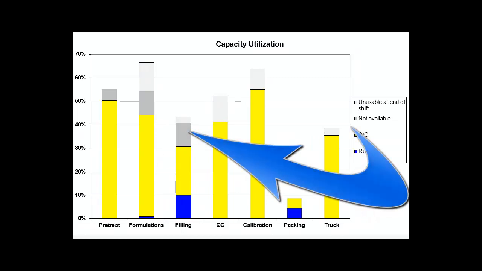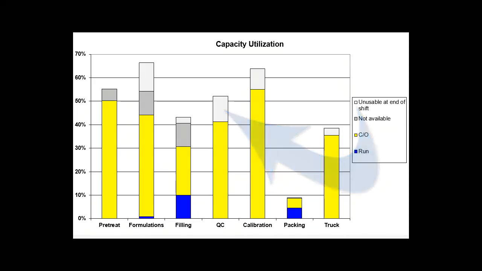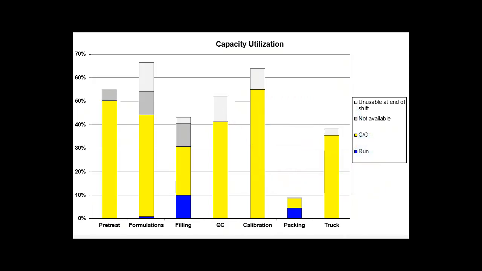Then we've got 2 other grey uses of capacity. One is not available, for example, routine maintenance or some other kind of breakdown. And then we have the light grey there, which is what we call unusable at the end of the shift, where you're trying to do something that has to be finished before you down tools and go home, and that usually means that you have some wasted time at the end of the day because you can't start something because you can't finish it. So there's detail there that may be useful.